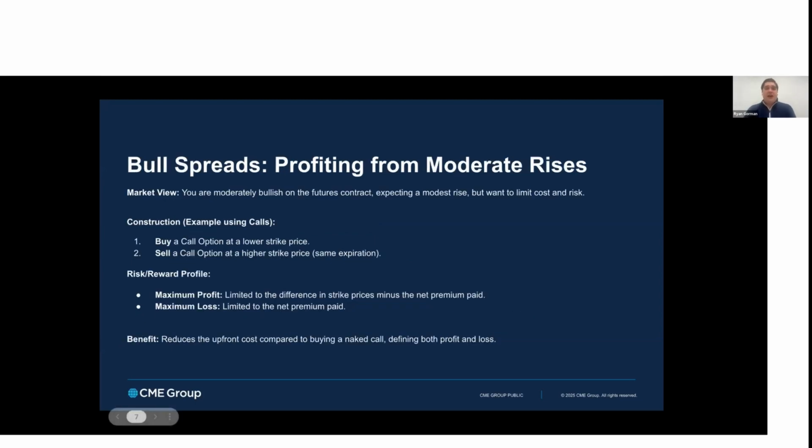Bull spreads. This is very common. It's one of the most common types of trades that I used to do that I see a lot of traders doing. It's a great way to establish an opinion in the market without taking on so much risk. And we're going to go through a chart later that describes who's using what types of spreads in what markets. But a bull call spread, a vertical spread, you're profiting from moderate rises. So the market view is you are moderately bullish on a futures contract, expecting it to rise, but you want to limit your cost and you want to limit your risk.